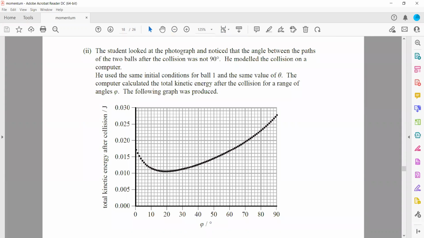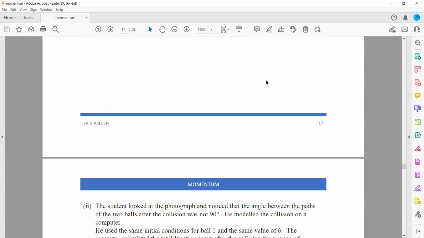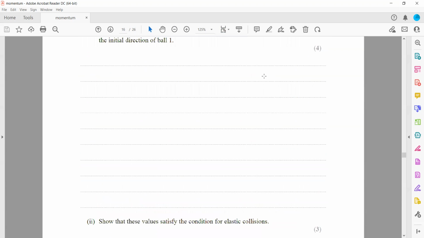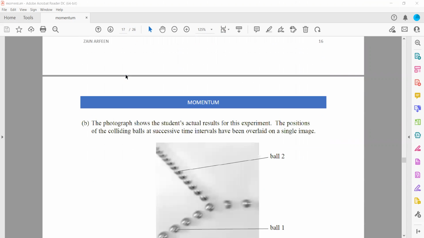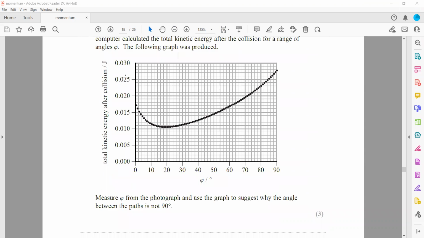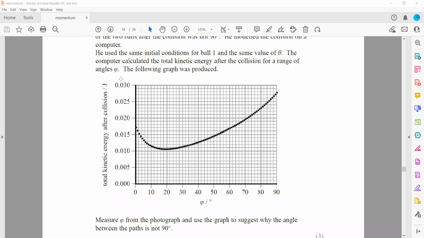The student looks at the photograph and notices that the angle between the paths of the two balls after the collision is not 90 degrees. So he modeled the collision and used the same initial condition for ball 1 and the same angle theta. So what was angle theta? The angle theta was 29. So we use theta as 29.